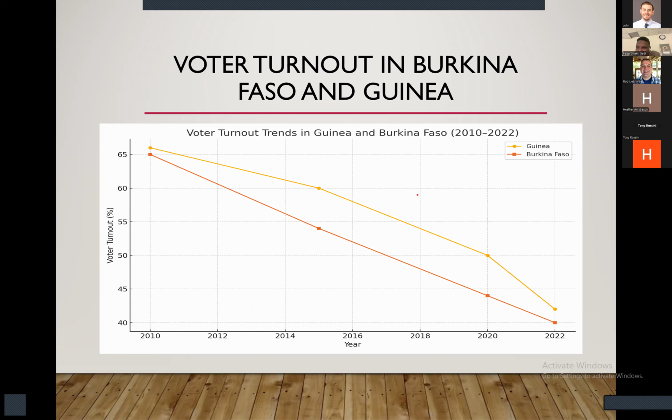For this slide, if you look at it, it provides a longitudinal view of the voter turnout in Burkina Faso and Guinea. The graph shows a steep and consistent decline in both countries over the past decade. In 2010, both countries started with relatively high participation rates, around 65%. However, by 2022, turnout had dropped significantly to below 45%. This consistent downward trajectory signals a growing disengagement from democratic participation.